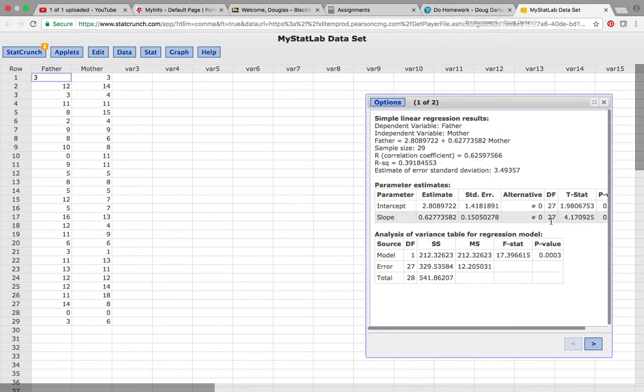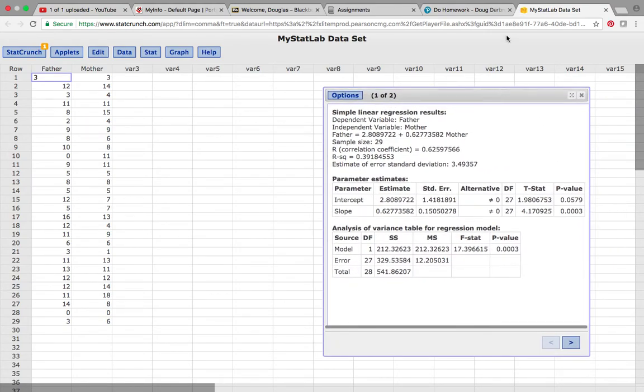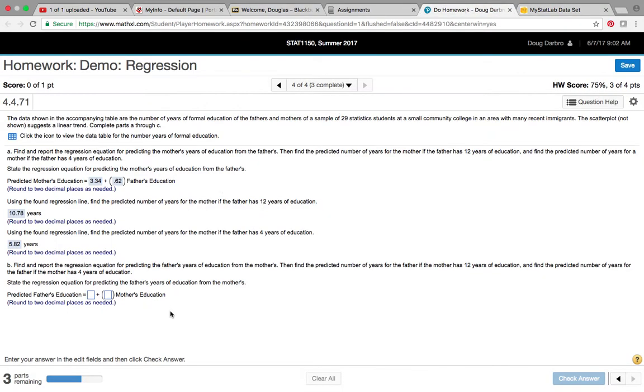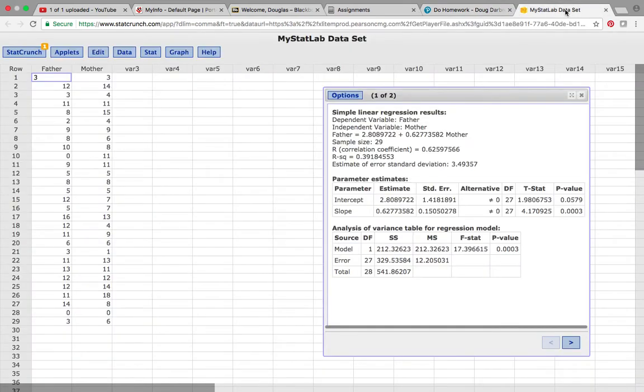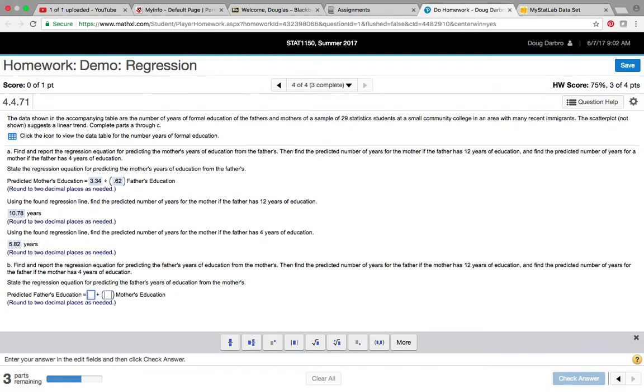So something actually kind of handy to do. Well, we can just do it this way. So I want the regression model. So let's get it. So for father, we have 2.81 plus 0.63. So 2.81 and 0.63.